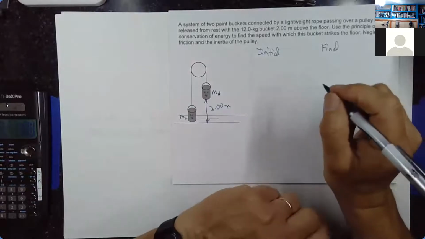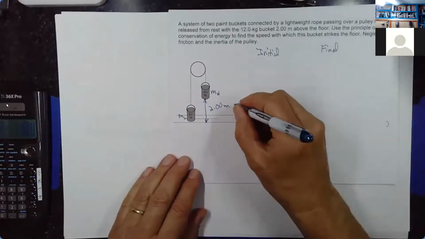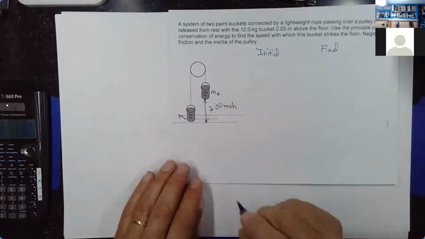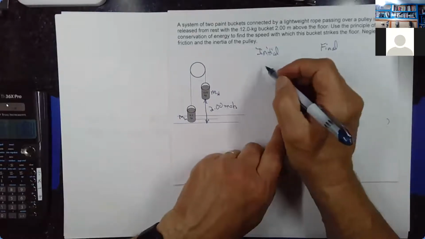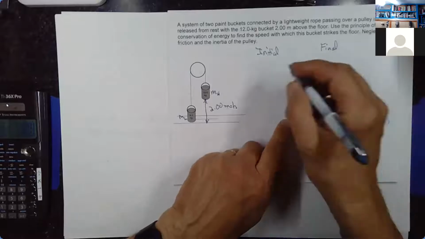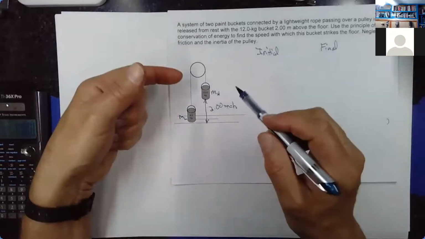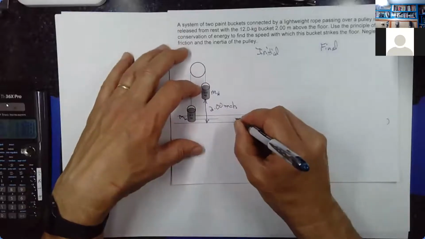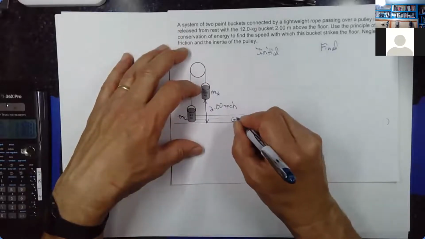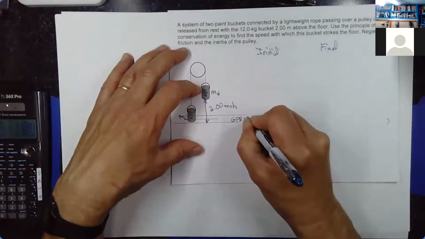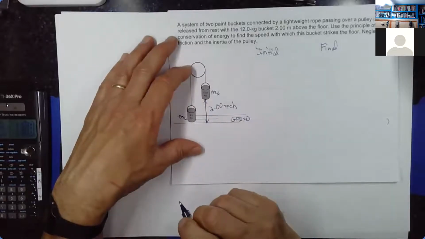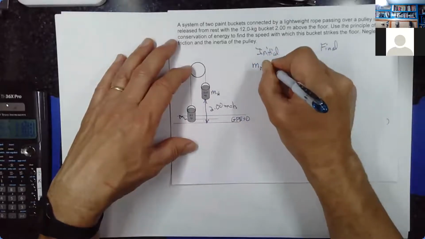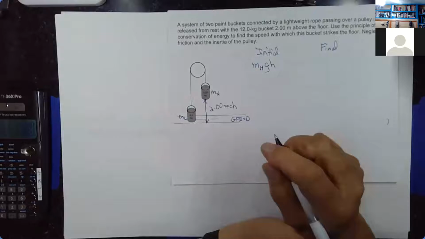I'll have the initial and the final in this case. And here I'll just call this 2 meters H. So, starting with, what I have is no kinetic energy. All I have is the gravitational potential energy of that bucket. And I'm going to call the low spot where the gravitational potential energy is equal to 0 right when that bucket hits the floor. So initially, I just have M sub H g H as the initial energy that I have.